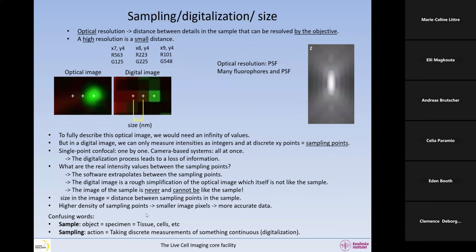And if we have a higher density of sampling points, then we have smaller image pixels, and we have more accurate data. So if I had half the size of the pixels, I would have more sampling points, and so I would have a smoother gradient here between the red and the green. Okay, so more accurate data with more pixels and smaller pixels. So how dense should the sampling points be then?